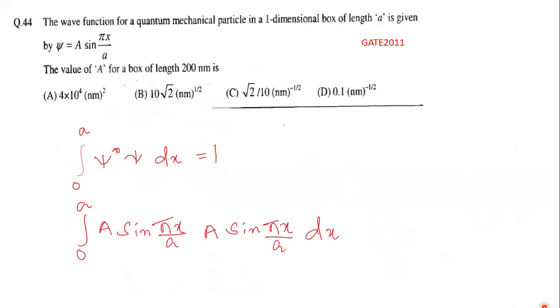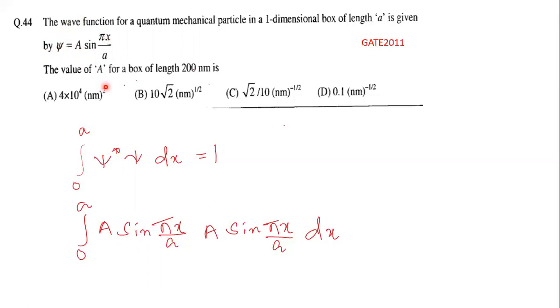This is the question which was asked in GATE 2011. The wave function for a quantum mechanical particle in a one-dimensional box of length a is given by psi equal to A sin(pi x by a). We need to find the value of A for a box of length 200 nanometer. Now the wave function is given. We are asked to find the normalization constant, where A is called the normalization constant.